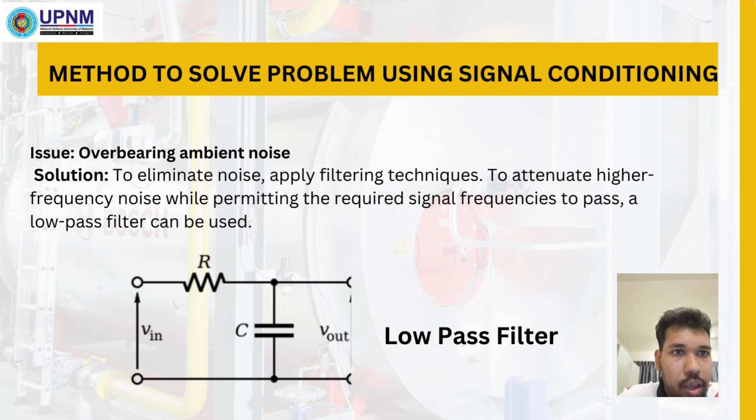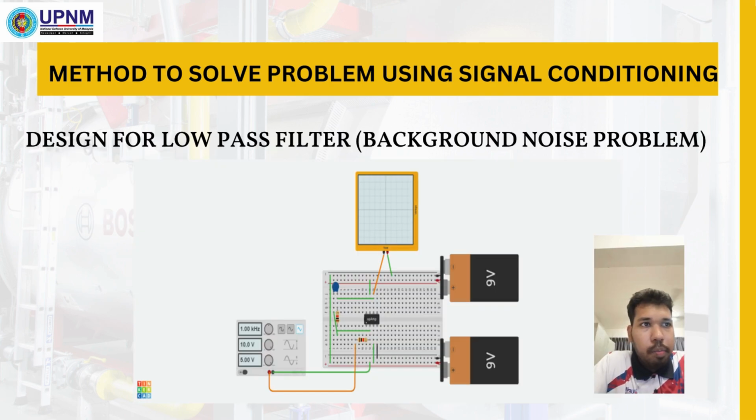The issue is overbearing ambient noise. The solution is to eliminate the noise, and we'll be using a low pass filter. For the background noise problem, we designed a low pass filter. This is the arrangement of the components. On the left, we can see the voltage generator. On the top, we can see the oscilloscope, which is 100 milliseconds. On the right, we have two 9 volt batteries, and in the middle we have the operational amplifier, two resistors, and one capacitor.